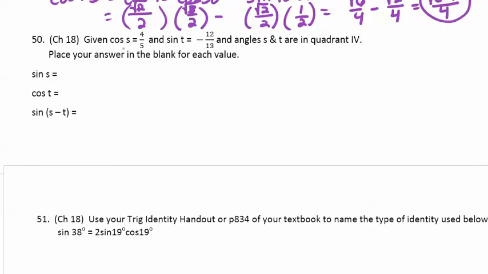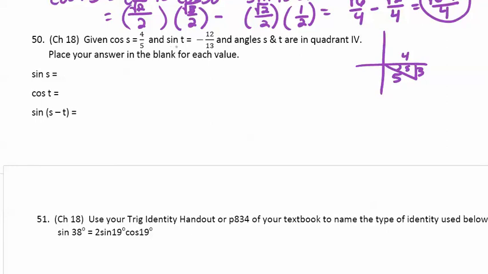I see that the cosine of some angle is 4 over 5. And we are told that angles S and T are in quadrant 4. So if I want an angle that has a cosine of 4 over 5, remember cosine would be adjacent leg over hypotenuse. So I would be thinking of a triangle, a 3, 4, 5 triangle in quadrant 4. So this would be my angle S.